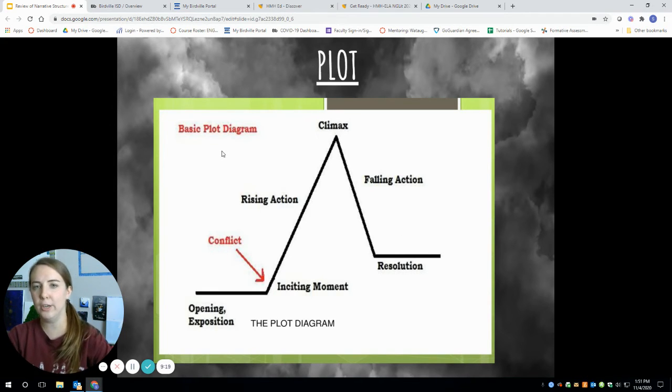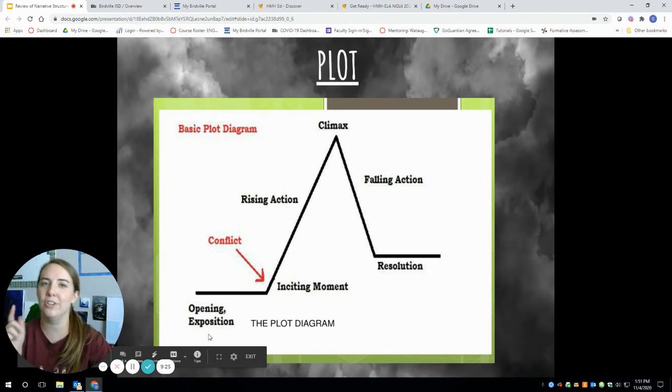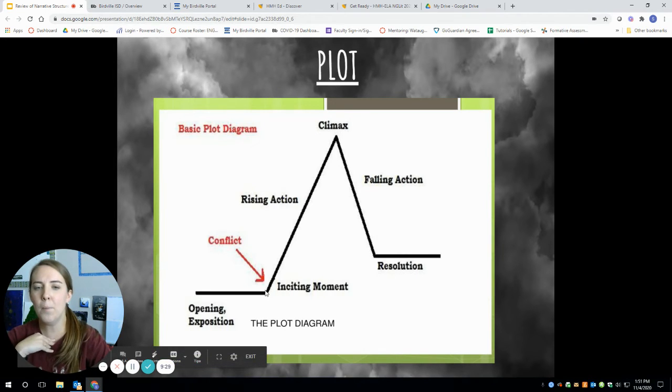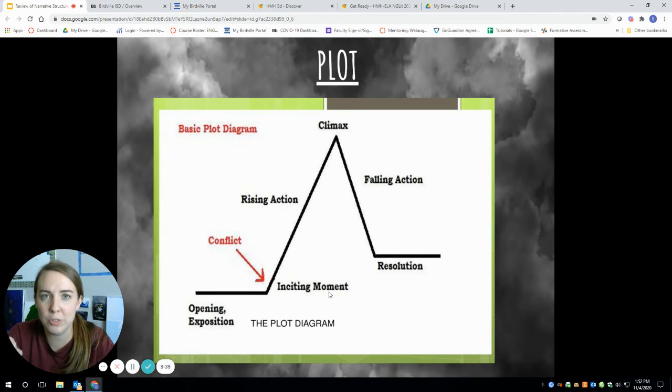So let's look at the order here of our basic plot diagram. The first thing you're going to have is the opening or the exposition, AKA the setting and the characters. You want to give everybody a good idea of where this is taking place. The moment that you start going from the exposition to the climax is a single moment called the inciting moment. The inciting moment is when we introduce the conflict. In some books, that's introduced on page 2 or page 5.